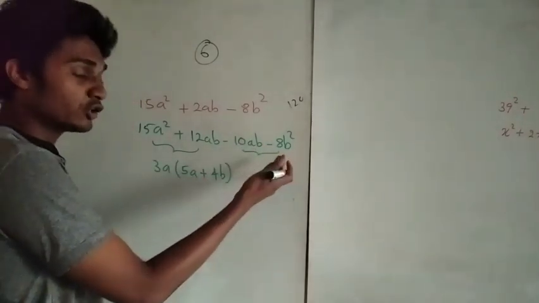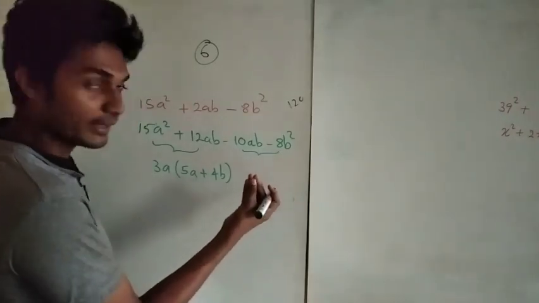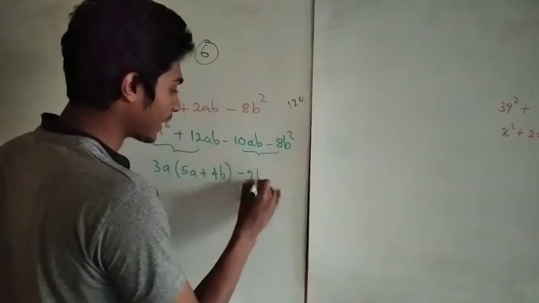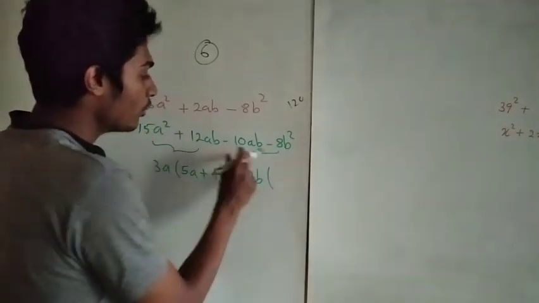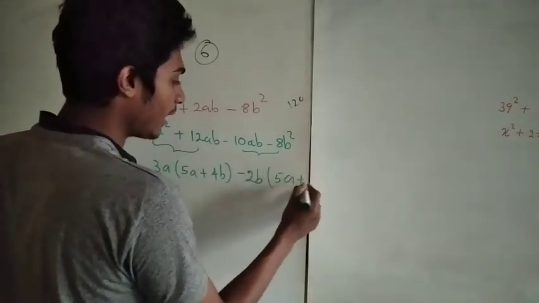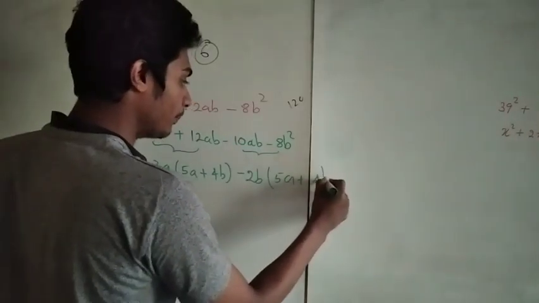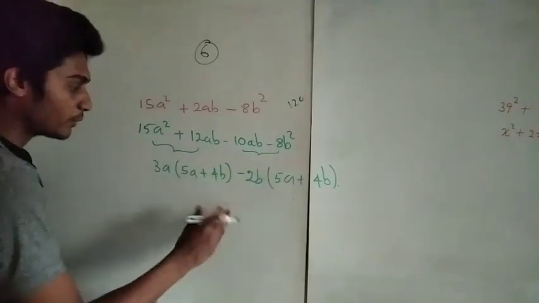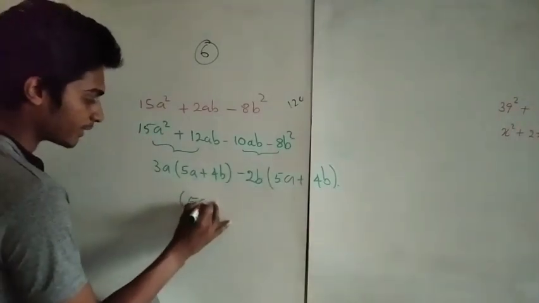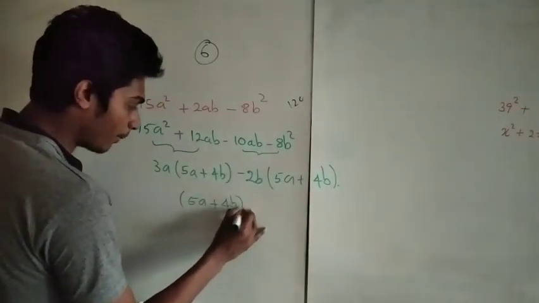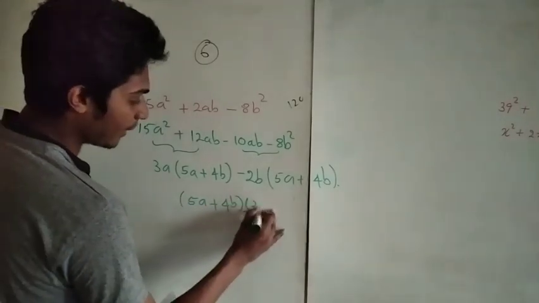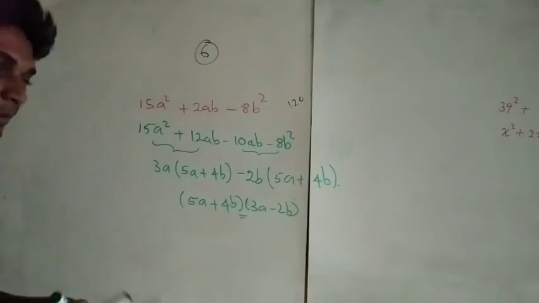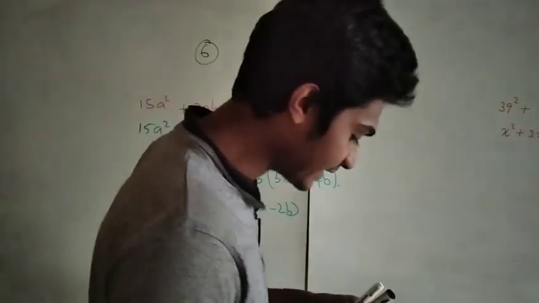Now for this, 2 is common, right? Yes, 2 is common, and also b is common. So take 2b out of the bracket, and inside the bracket you are going to have 5a plus 4b, right? So 5a plus 4b is common for both of the terms. So take 5a plus 4b out of the bracket. So you are having 5a plus 4b into 3a minus 2b, and this is the end of the story of this first problem. Even though people find this difficult, it's a very easy question.